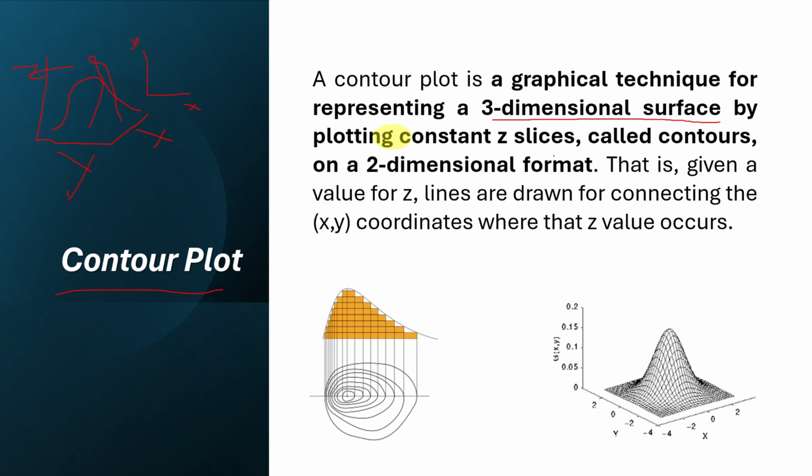Okay. By plotting constant z slices called contours. What are contours? So contours are these. This is your contour. See that circle? This is your contour. This is your contour. This is a small one. So if you see this skewness, that's a right side, right tail.